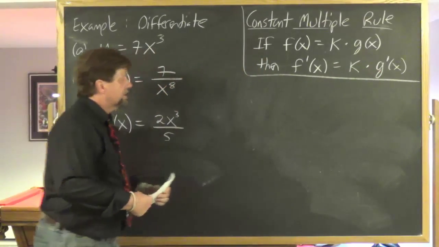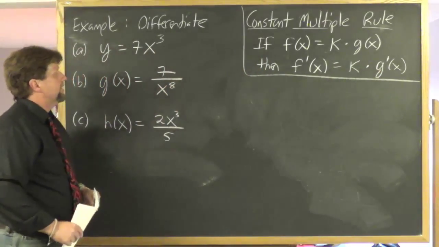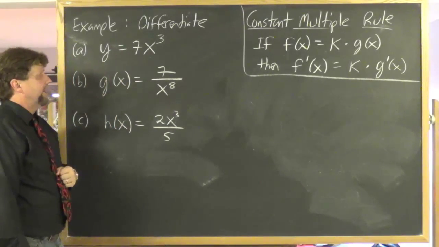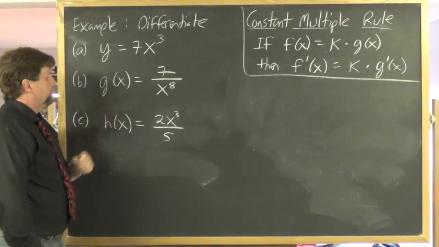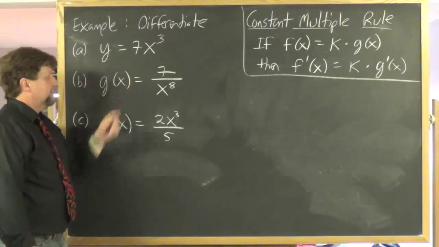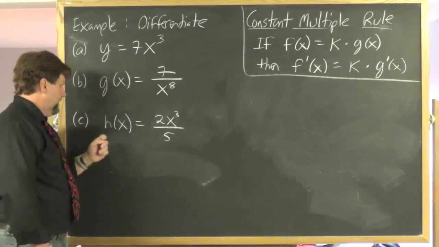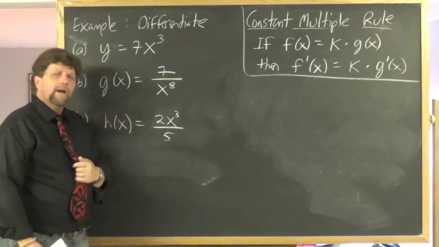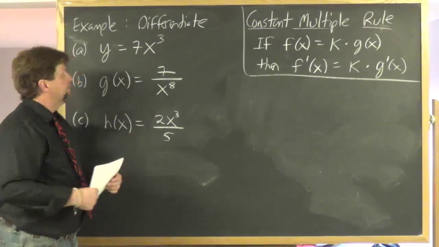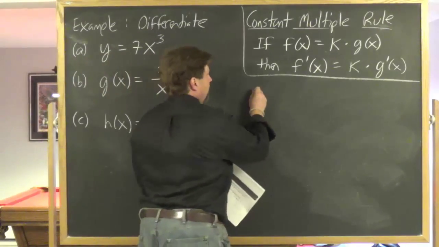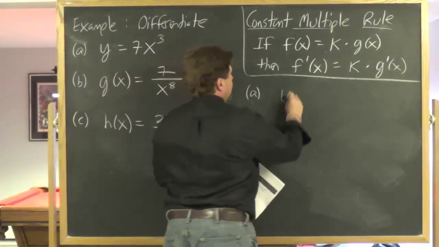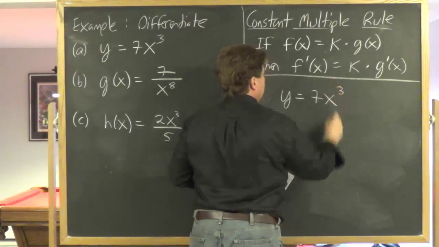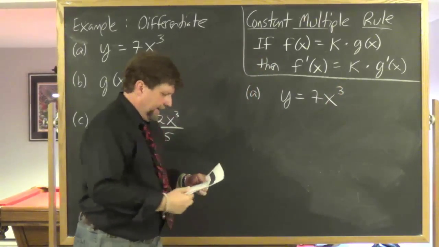So here we are, this example. You're asked to differentiate three parts. Part A, y equals 7x cubed. Part B, differentiate g of x equals 7 over x to the 8th. And then part C, differentiate h of x equals 2x cubed over 5. So let's work part A here. Get the derivative of the function y equals 7x cubed.